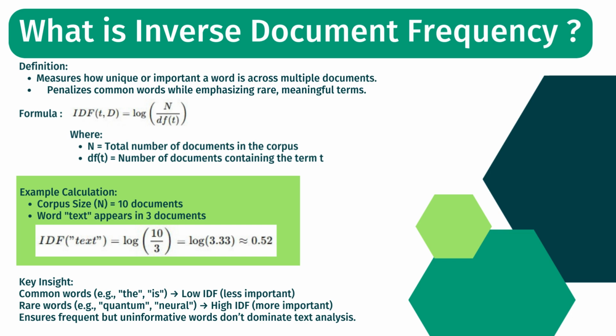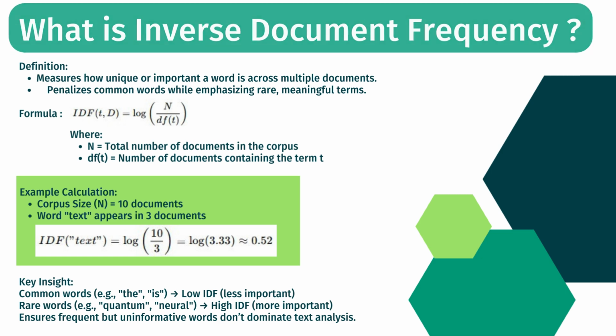Suppose we have a total of 10 documents, and the word "text" appears in 3 of them. The IDF score is the log of 10 divided by 3, which equals approximately 0.52. This means that common words like "the" or "is" will have a lower IDF score, reducing their importance. Meanwhile, rare words like "quantum" or "neural" will have a higher IDF score, making them more significant.